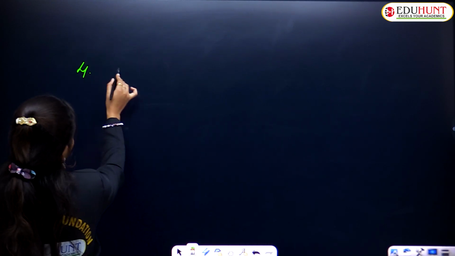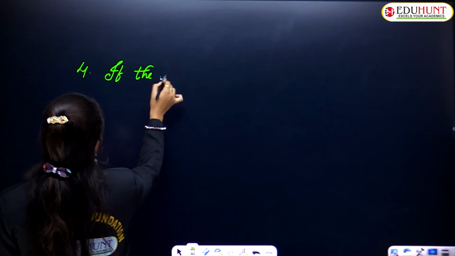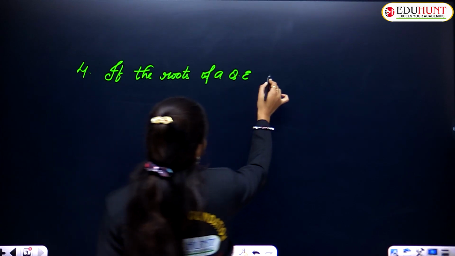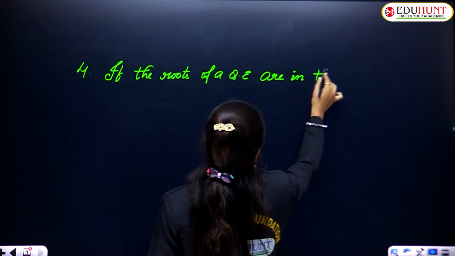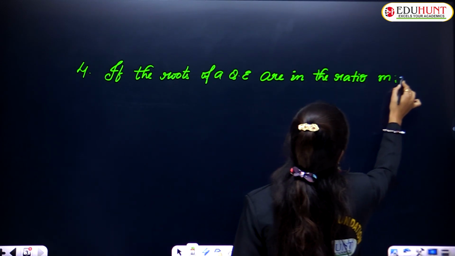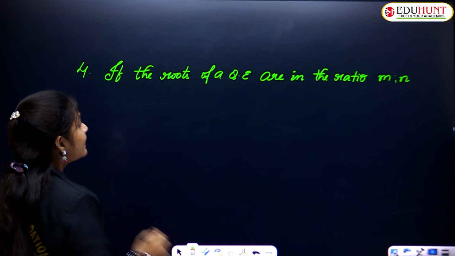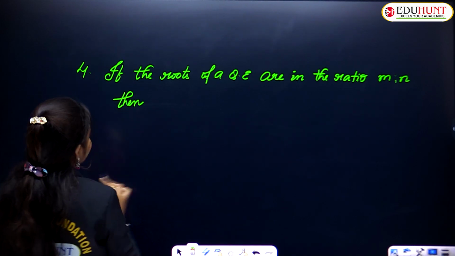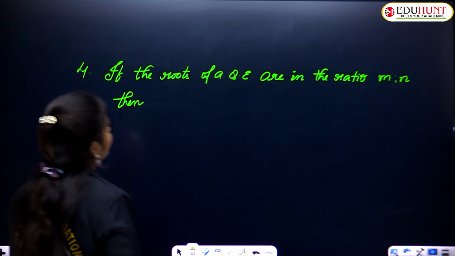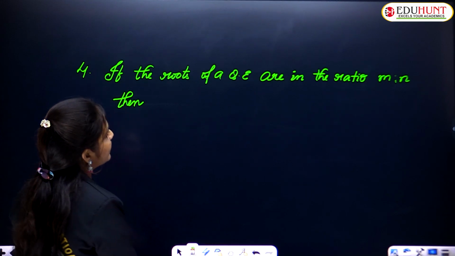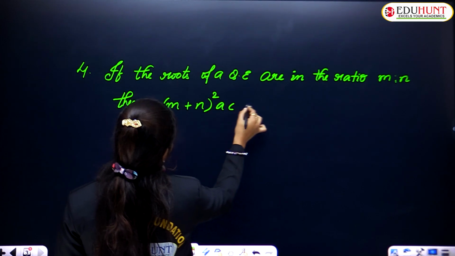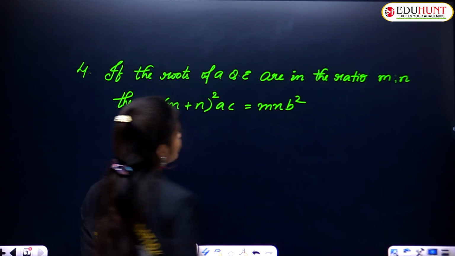Okay, so if the roots of a quadratic equation are in the ratio m is to n, then the condition is (m plus n) whole square into AC is equal to mn b square. So this is the condition.